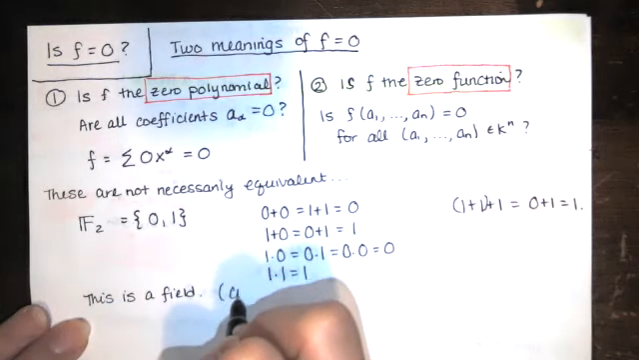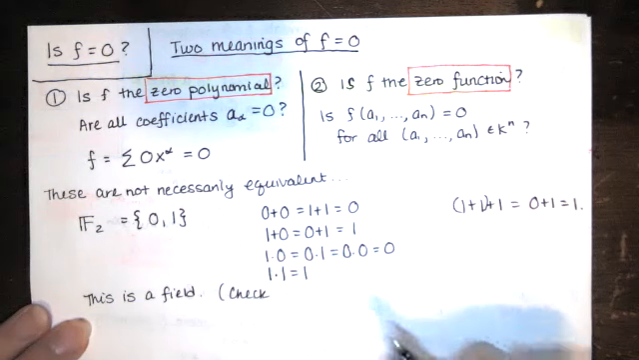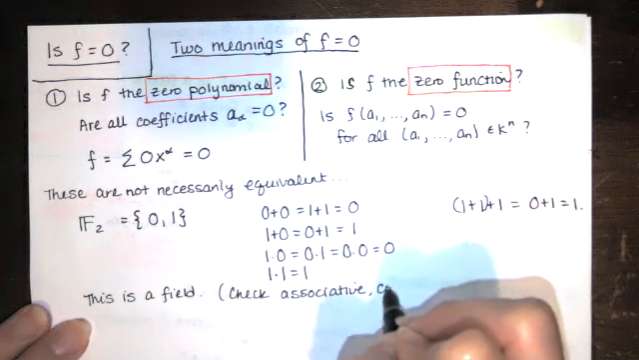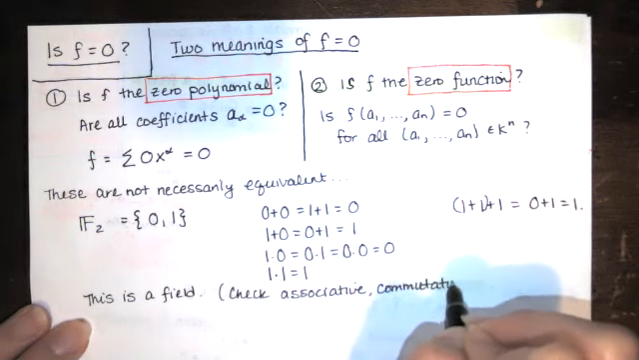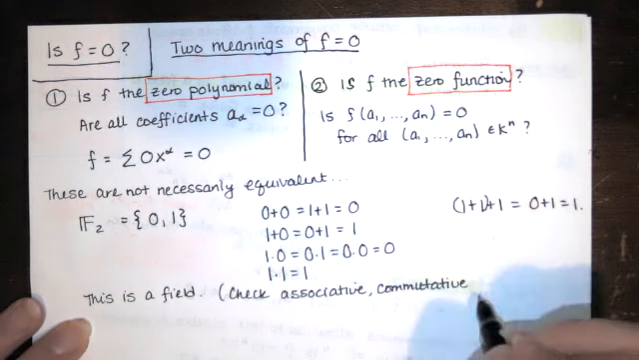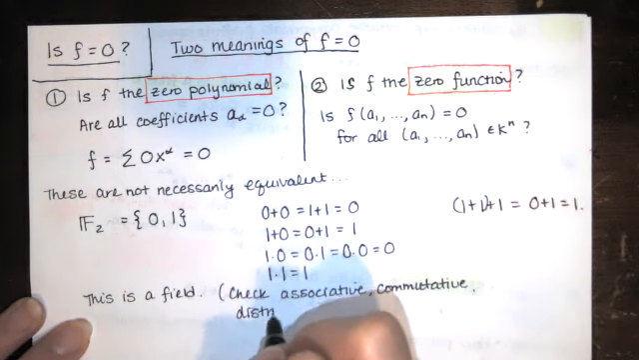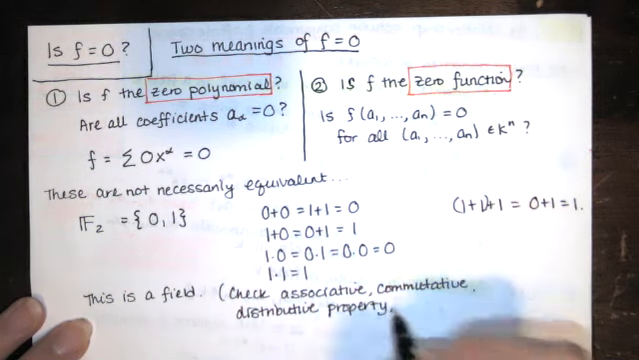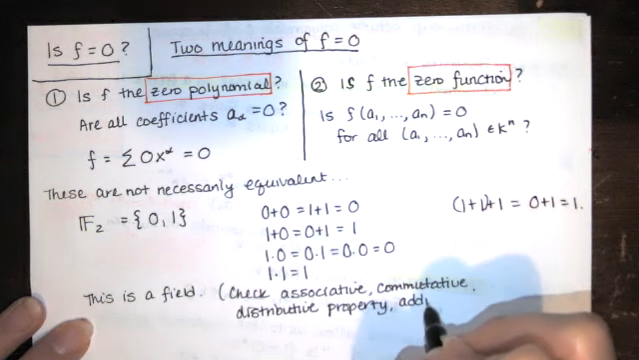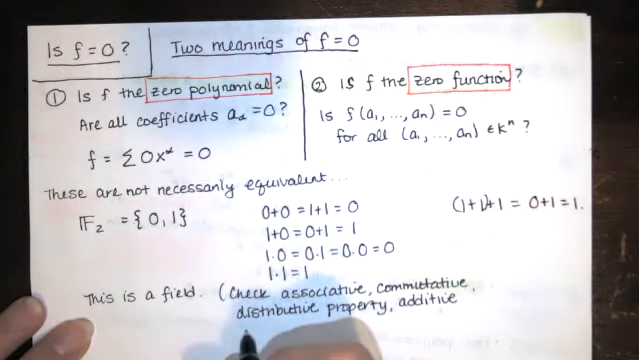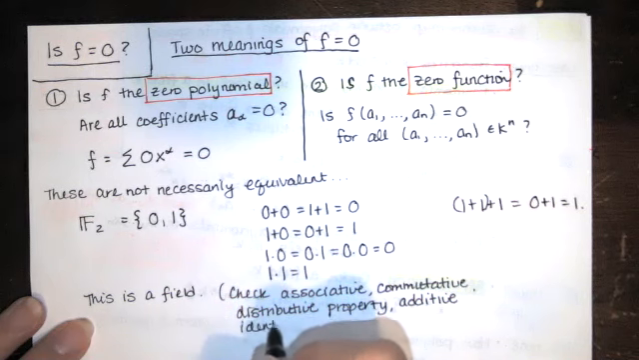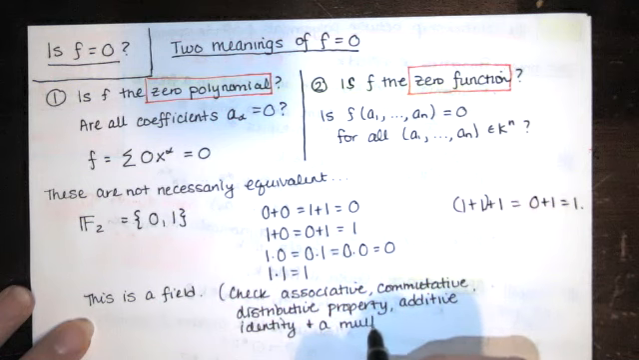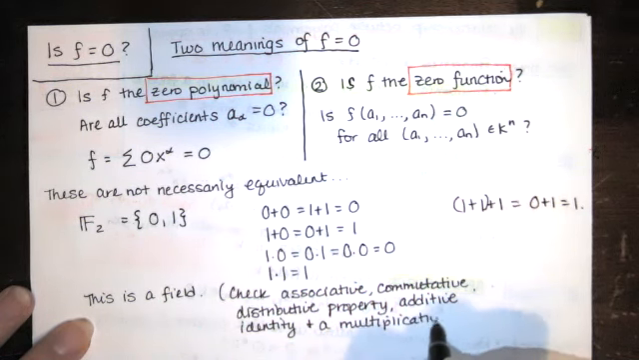If you wanted to check it out, you would have to check the commutative property, the associative property for both addition and multiplication. You would want to check the distributive property. You'd want to check and be sure that you have an additive identity and multiplicative identity. And actually, I think we could check that right now.